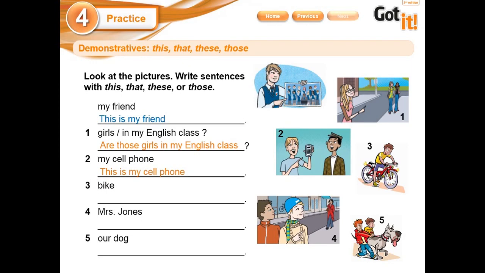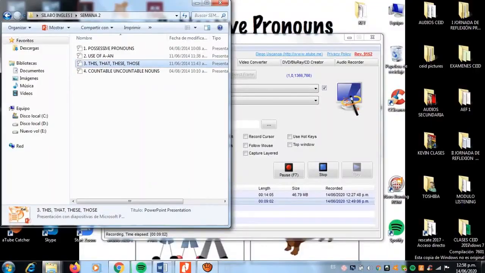What about number three? Yes, very good. This is my bike. This is my bag. Mrs. Jones, number four. How far is Mrs. Jones from these guys right here? It's far, right? So it will be that is Mrs. Jones. Number five, this is our dog. Correct. Yes, correct. Congratulations and thank you so much for your participation.